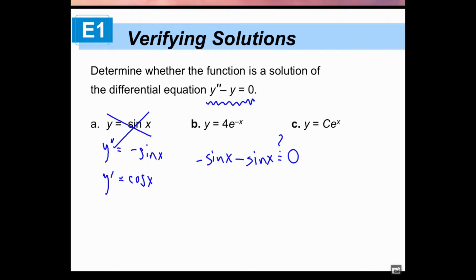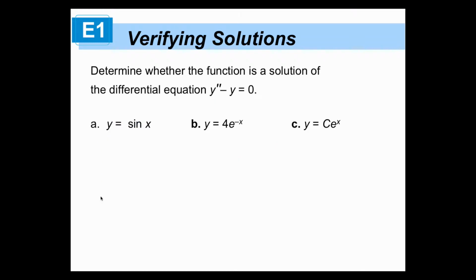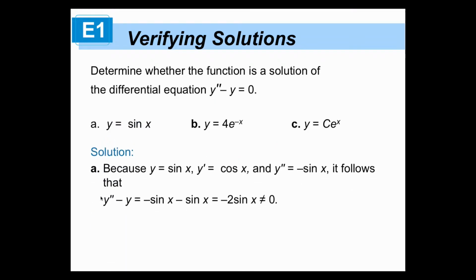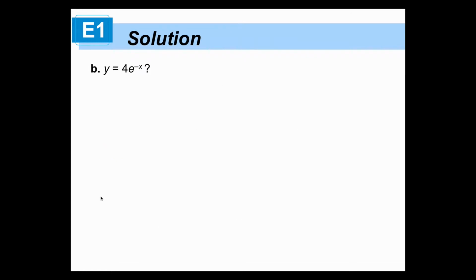Okay. Let's move on to B. I think I got some space on the next slide here. So let's go here and jump over here. So that doesn't work. What about B? In case you didn't copy it down in time, it is y double prime minus y equals 0. We're wondering if y equals 4e to the negative x satisfies the differential equation.